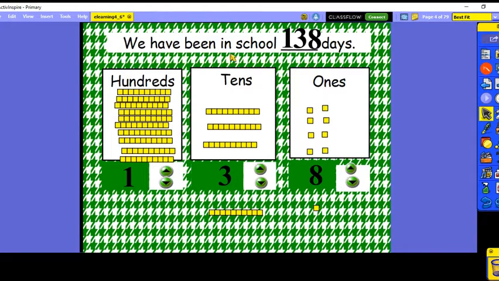We have been in school 138 days. So here's our 100. We've got 10 tens. Let's count by tens to 100. 10, 20, 30, 40, 50, 60, 70, 80, 90, 100. We've got 138 days that we've been in school.